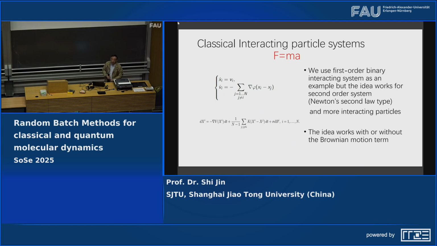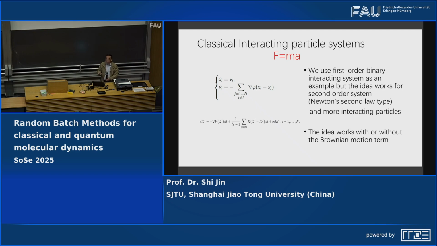So basically the problem I try to solve is a very fundamental equation that everybody knows, F equals ma. It's Newton's second law, which takes the form of a system of ODEs. Here we have a bunch of N particles with positions x_i for the ith particle, and v_i is velocity. The dots are just time derivatives. So the first line is the definition, dx/dt equals velocity, and the second line is F equals ma.